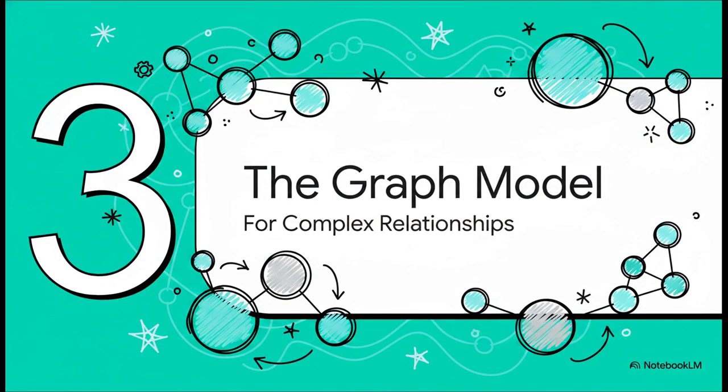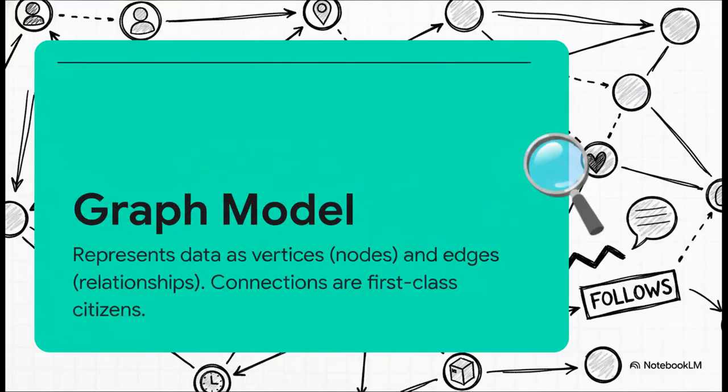And that failure, that specific problem with many-to-many connections, leads us right to our third model, one that was built from the ground up for a world where everything is interconnected, the graph model. See, in a graph model, the connections, the relationships, aren't an afterthought. They're first-class citizens, just as important as the data itself.